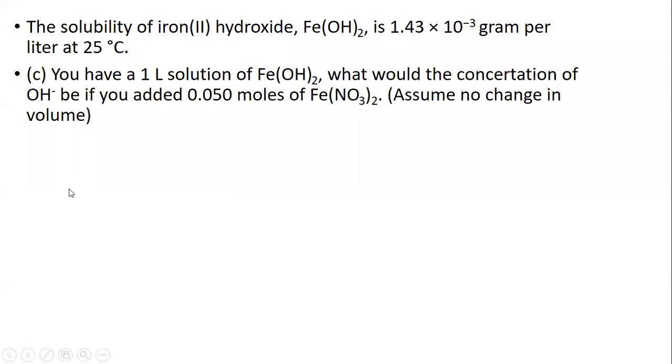Okay, so we have a 1 liter solution. What would the concentration of OH be if you added 0.05 moles of iron nitrate? Assume no change in volume. So this is another ICE problem again. I'm not even going to bother writing the iron hydroxide as a solid because we know we don't need it. So I'm just going to write our products.